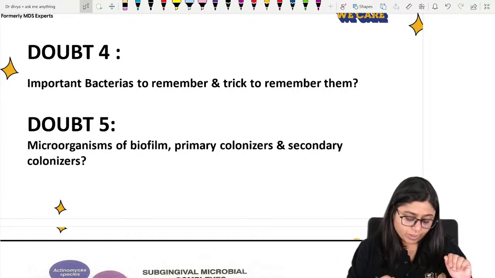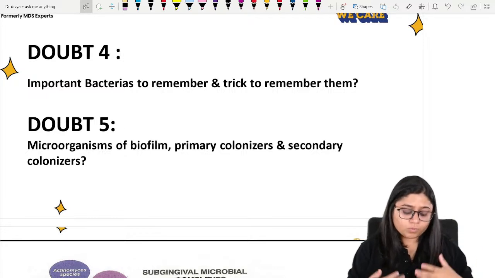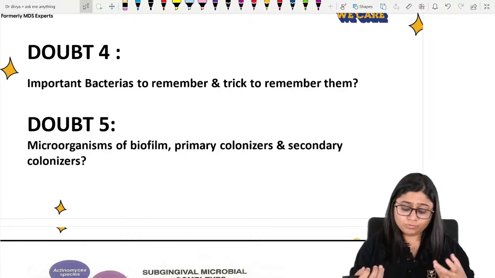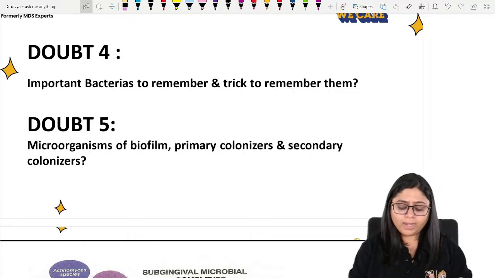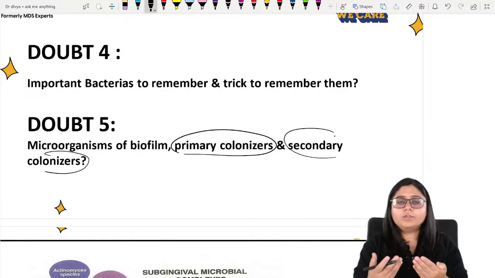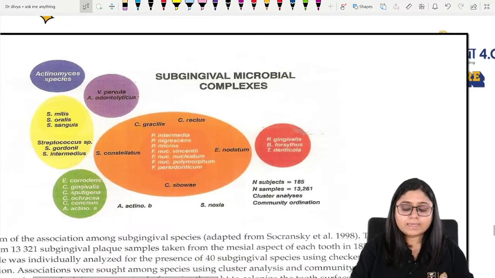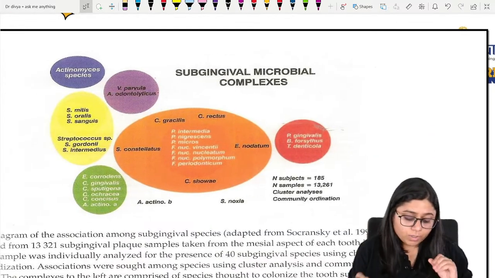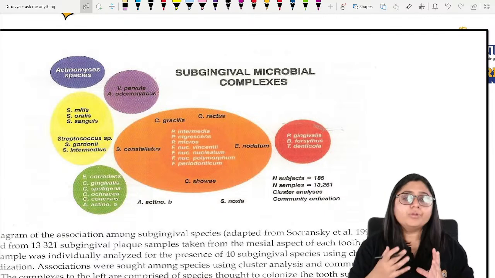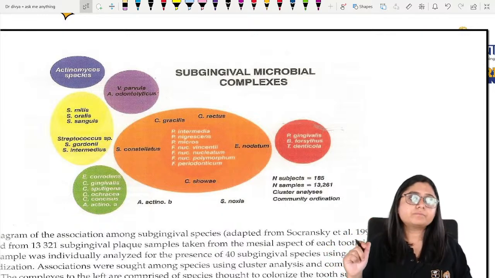And the fifth doubt was microorganisms of biofilm, meaning the student wants to know which microorganisms are present in the biofilm, and which are primary colonizers and secondary colonizers. You also need to know how to remember the primary and secondary colonizers. This diagram we have seen 100 times now. This diagram was given by Socransky. So how will you remember the names of the complexes and the colors of the complexes?